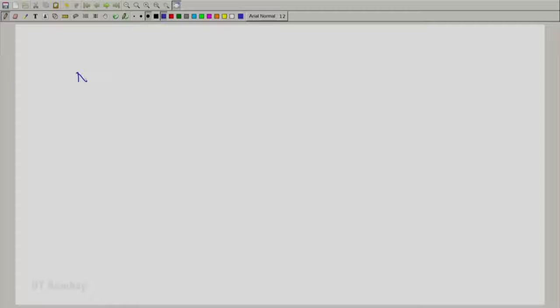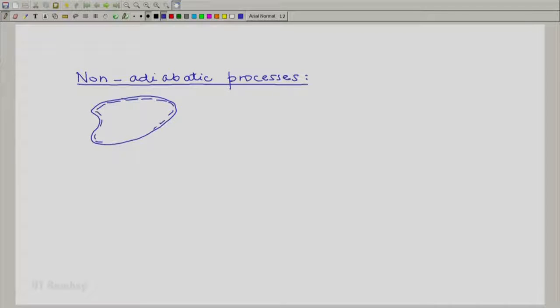Welcome back. Now let us look at non-adiabatic processes. Let us say that we have a system and I don't say that the boundary is adiabatic. So it will do some work W and it may have some other interaction other than W. We consider the following.